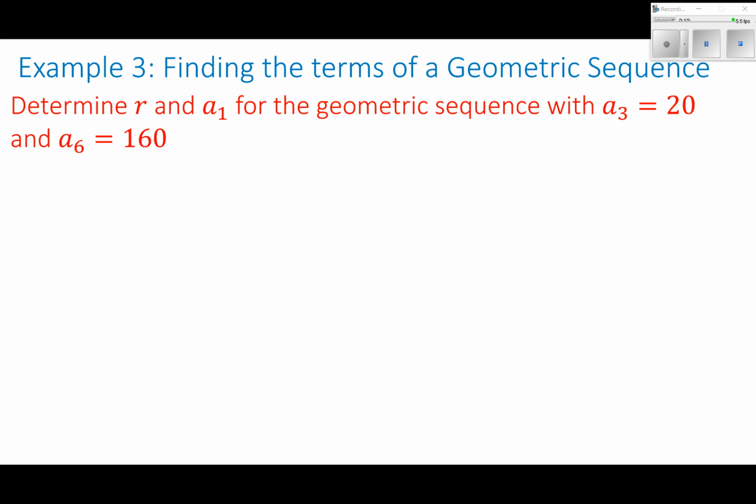All right, well, I could work this out. If I'm at a sub 3 of 20, I'm going to have to multiply by r 3 times to get to a sub 6. So I'd add a3, a4, a5, a6. So I would have had 3 multiplications by r. And multiplying by r 3 times, that's going to be cubed. It's not going to be 3r, it's going to be r cubed. So in this case, a sub 6 is found by taking a sub 3 times r cubed.